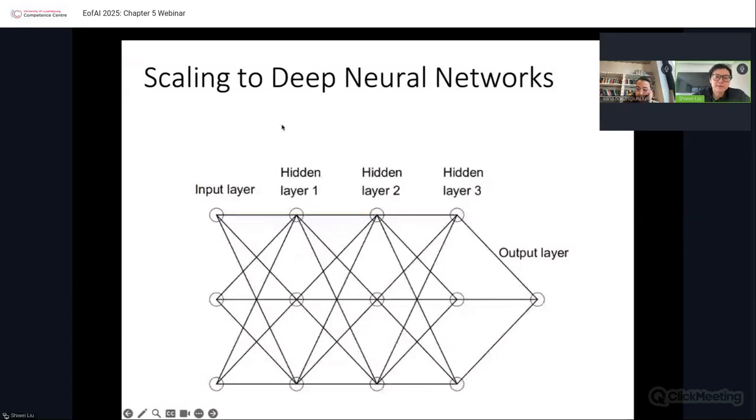Before, we talked about a very simple one-hidden-layer neural network. Usually we call it a deep neural network because it has many layers. For example, the ChatGPT or DeepSeek models can have hundreds of layers instead of just one or three layers.